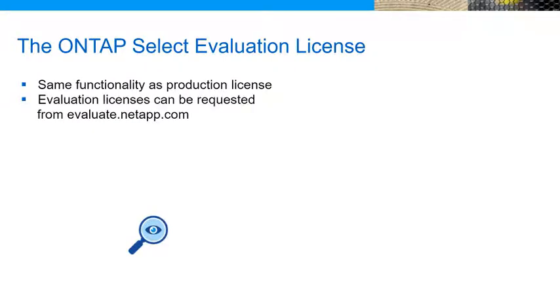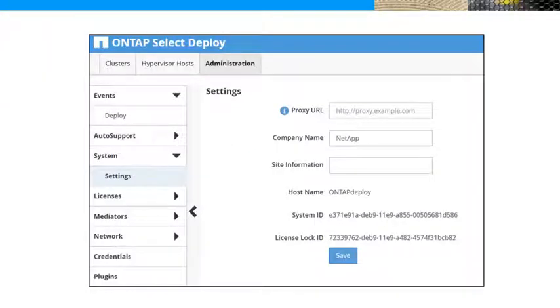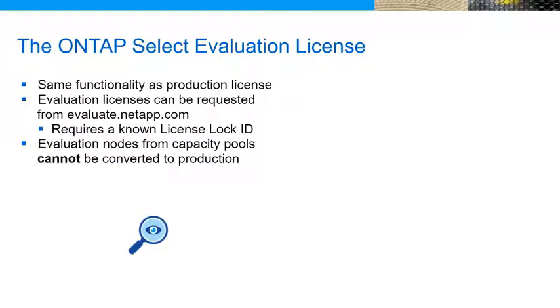To request an evaluation license, go to evaluate.netapp.com. A license lock ID or LLID is required when you submit the request. You can find LLIDs in the ONTAP Select Deploy VM. Evaluation licenses cannot be converted to production licenses in ONTAP Select 9.6.